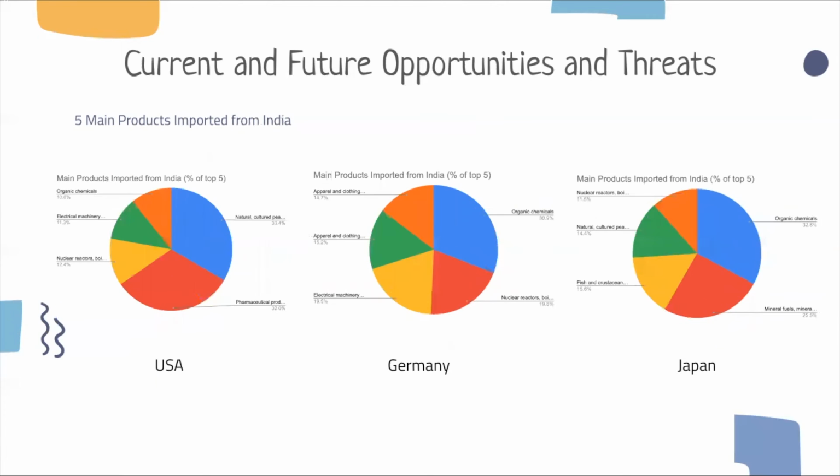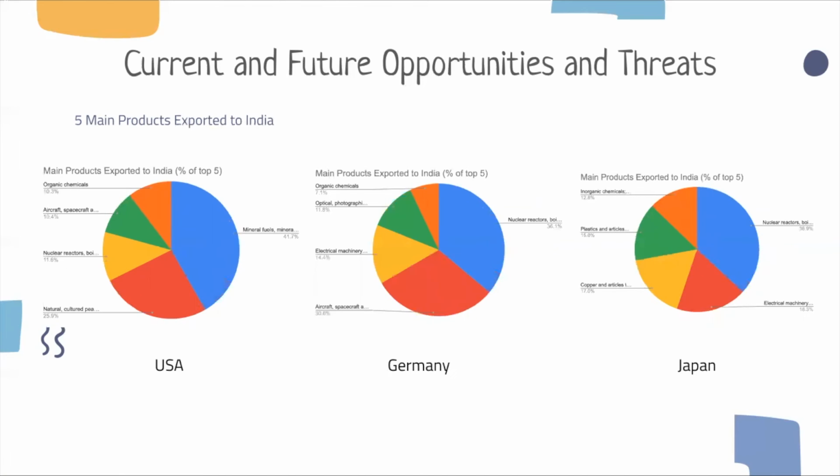And then looking at India, for Germany and Japan, the highest import from India was organic chemicals, and for the United States, it was natural cultured products. And then the main products exported were mineral fuels in the United States, nuclear reactors in Germany, and in Japan, it was nuclear reactors as well. So all this has shown us is that it's typically the same or similar products that are the highest exports within the countries. So that's definitely something to keep in mind as well.